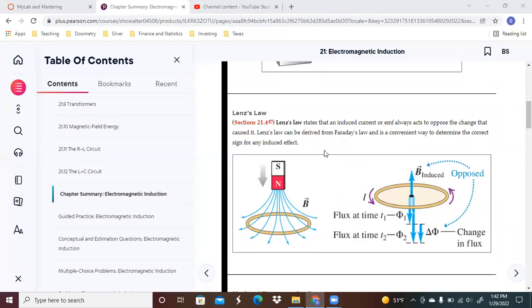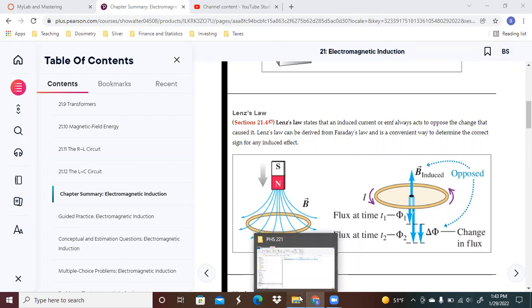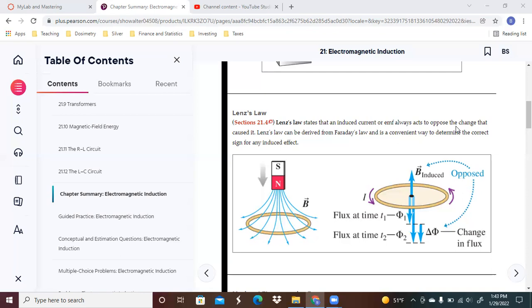Just as with all vectors that have both magnitude and direction, we've discussed the magnitude of the EMF up to this point due to the changing magnetic flux, I should say. But we haven't discussed the direction. Well, that's where Lenz's law comes in. Lenz's law states that an induced current, or EMF, always acts to oppose the change that caused it.